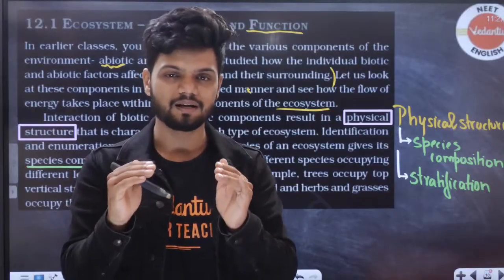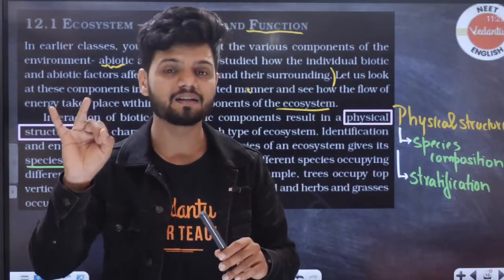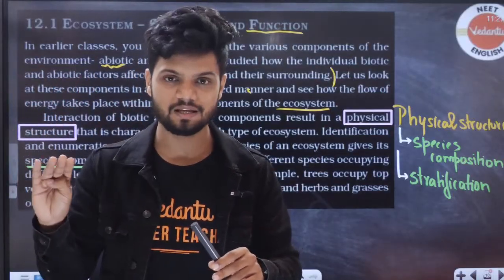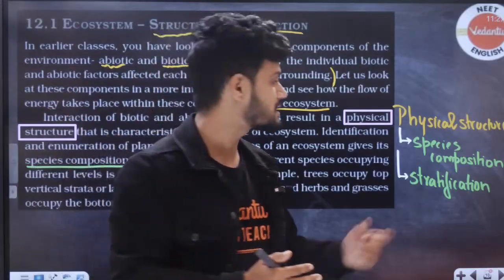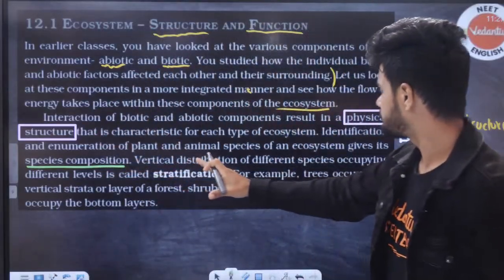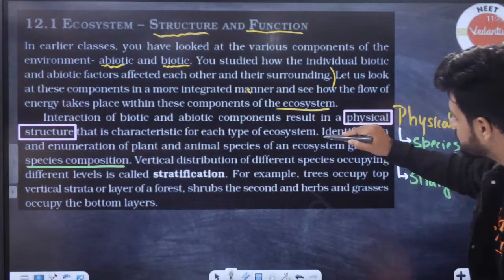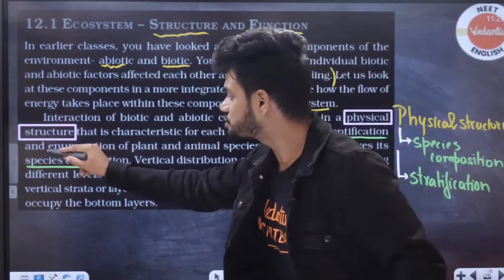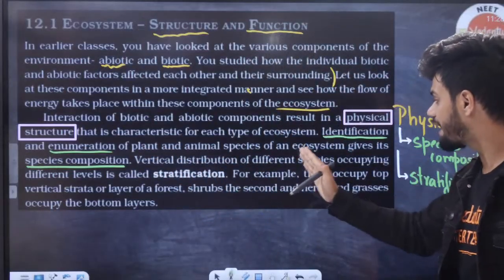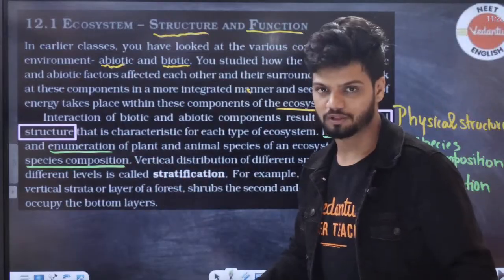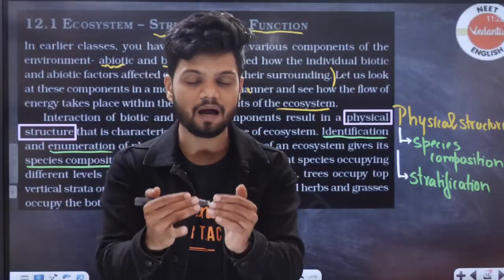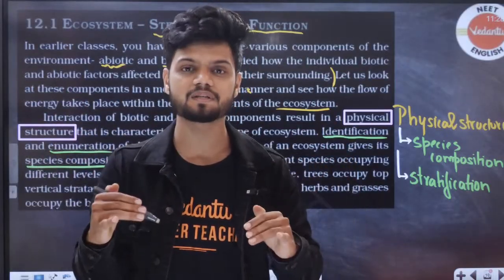Similarly, in a forest, I can tell there is tiger, deer, zebra, water buffalo. Yes or no? So all of these are different species present in an area. That is called species composition. First you did identification, mango plant. Then enumeration, numbering it, how many mango plants. The identification and enumeration of plants and animal species of an ecosystem gives its species composition. So the meaning of species composition is how many types of species are present in an area, how many types and number.